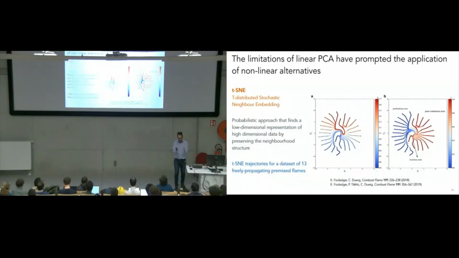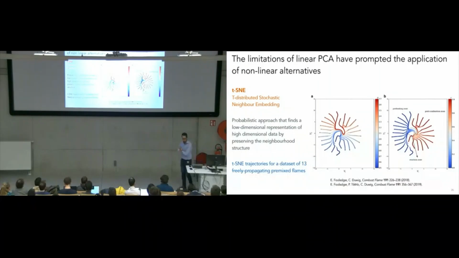You have points which are close to each other, and by minimizing the likelihood, you want to be sure that if two points are close in the original space, they will also be close in the final space. Okay. Now you see that this has very nice features because here you are looking at 13 different premixed flames, and you see that the approach is able to set them apart one by one. So it has the very nice feature of putting the different features of the database apart.